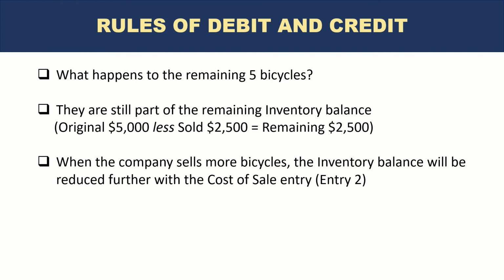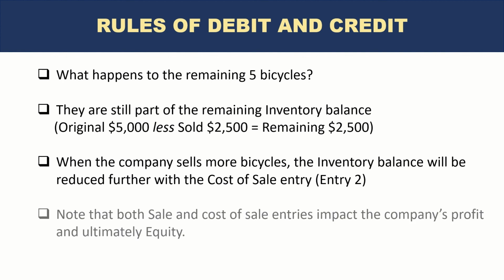When the company sells more bicycles, the inventory balance will be reduced further with the cost of sale entry, the entry number 2 that we just looked at. Note that both sale and cost of sale entries impact the company's profit and ultimately equity. You saw that we noted that the company is making about $300 per bicycle, but the way it's recorded in accounting is through 2 entries. One is the sale entry, where we record the income, and the other entry is the cost of sale entry, where we record the expense. And both these entries have an impact on the profits or equity of the company.